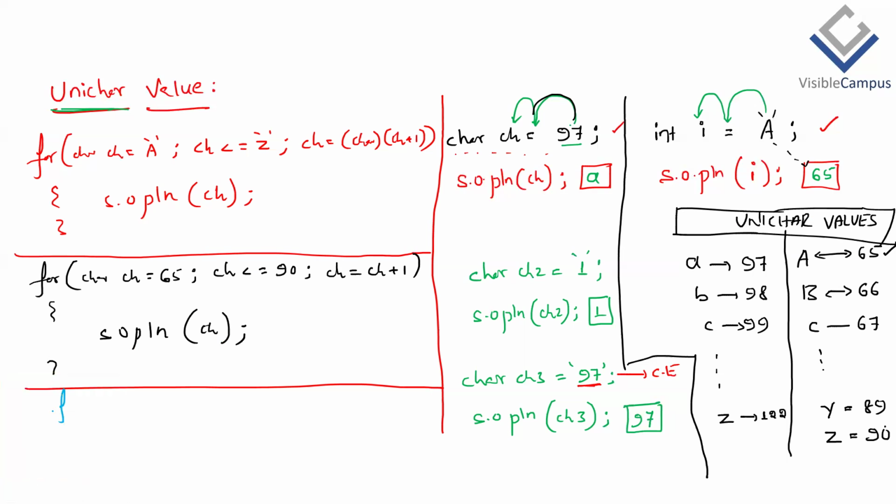Next. What is the third way then? Another way is, for loop, this time can I go with int i equals capital A? Possible or not? Yes, sir, possible. Then next, i should be less than or equals to Z. Then next i equals i plus 1. Then similarly print with System.out.println, print the i value. Correct?